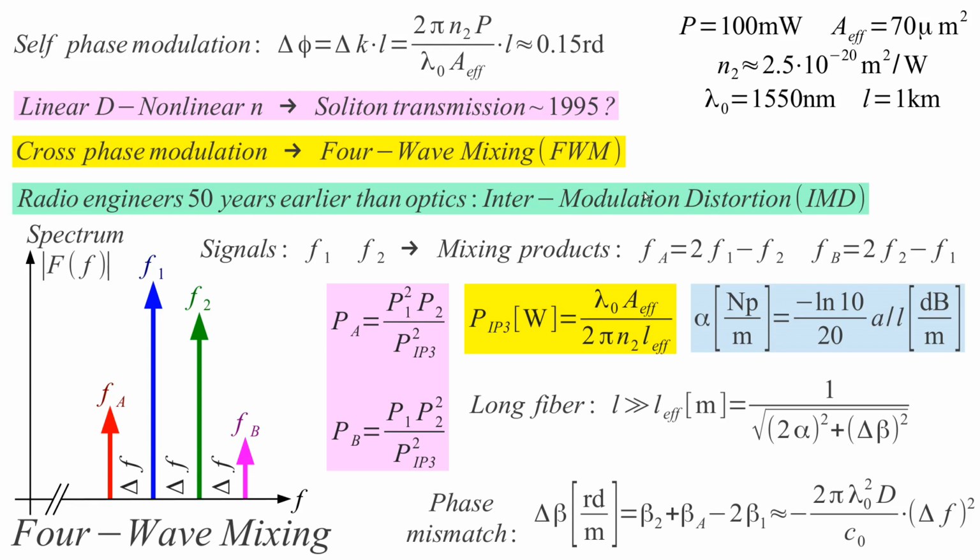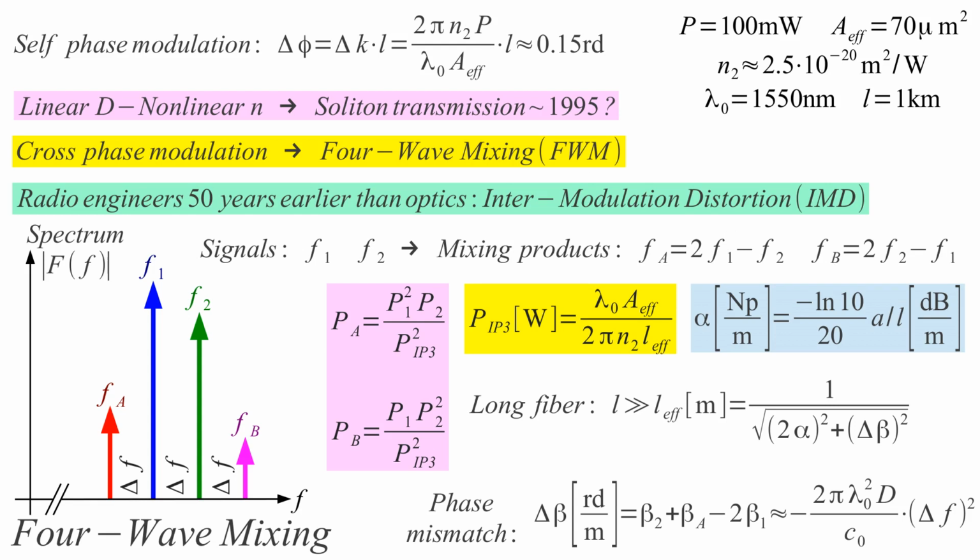It is a third-order distortion. If we have a nonlinear n, and this is already proportional to the square of the field, multiplied once again by the field, we have the field to the third power. So it's a cubic nonlinearity. So from frequencies f1 and f2, it will generate two interferences at fa and fb, and these interferences are all of the third order. So this is third-order intermodulation distortion.